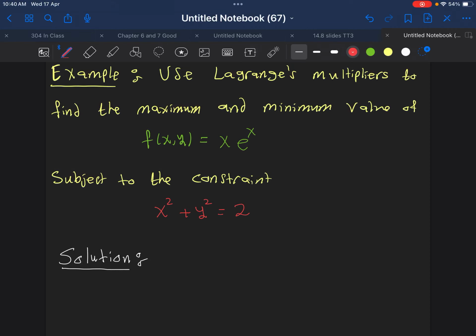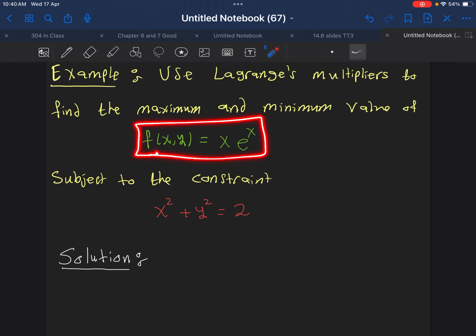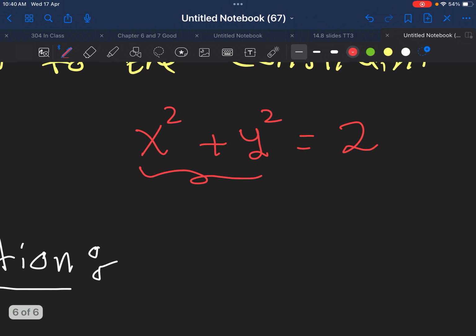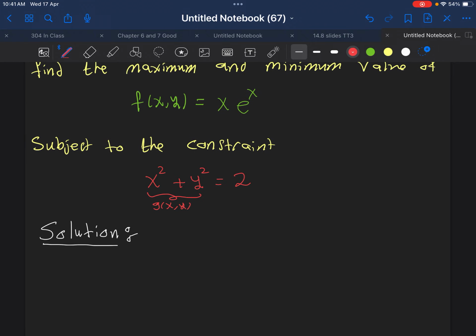In this example, we want to use the Lagrange multiplier method to find the maximum and minimum value for this function f(x, y) = e^x y, subject to a given constraint where x squared plus y squared equals 2. Since we're given a constraint, which is an equation between x and y, usually we call this g of x, y, here we have to use Lagrange multiplier.